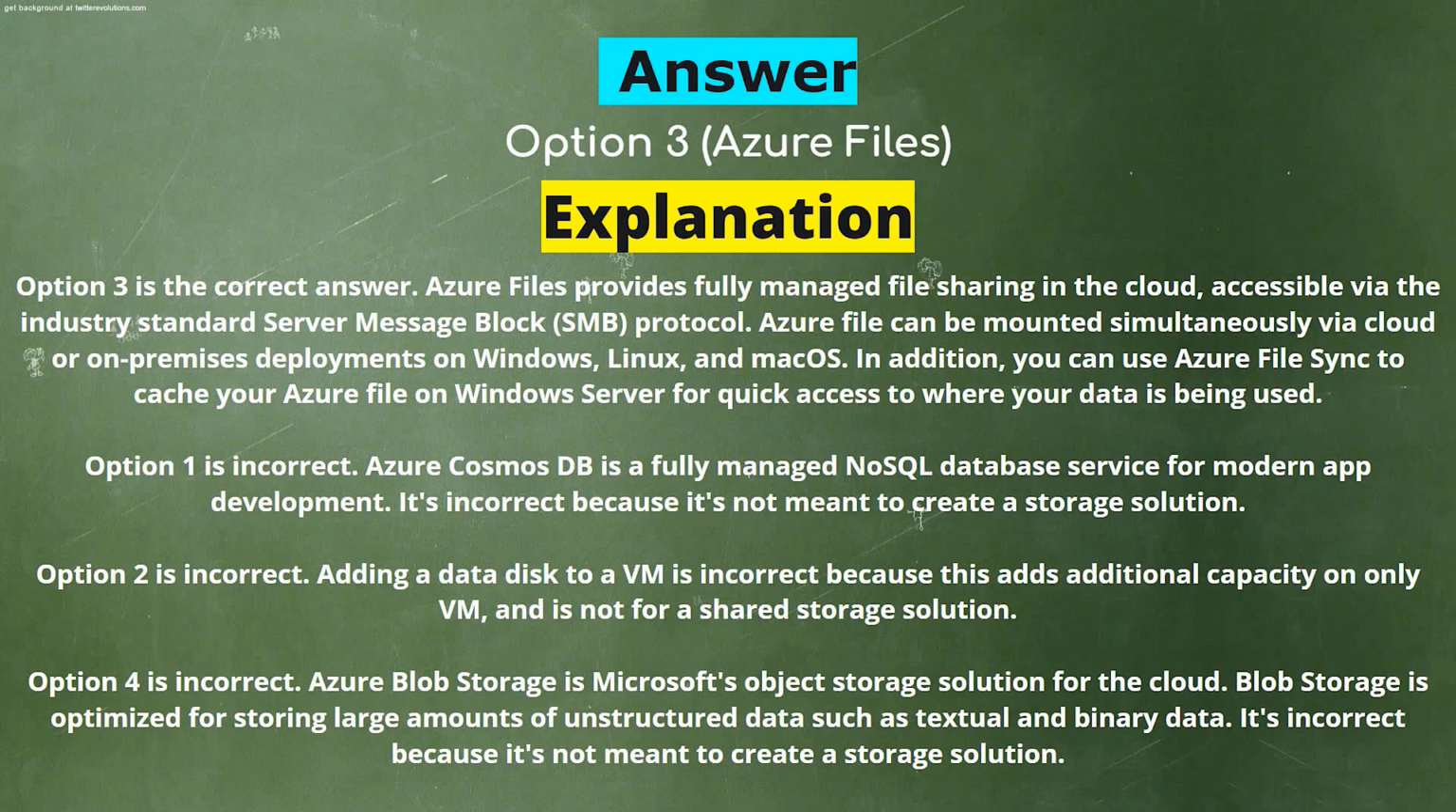Option 1 is incorrect. Azure Cosmos DB is a fully managed NoSQL database service for modern app development. It's incorrect because it's not meant to create a storage solution. Option 2 is incorrect. Adding a data disk to a VM is incorrect because this adds additional capacity on only one VM and is not for a shared storage solution. Option 4 is incorrect. Azure Blob Storage is Microsoft's object storage solution for the cloud. Blob storage is optimized for storing large amounts of unstructured data, such as textual and binary data. It's incorrect because it's not meant to create a storage solution.